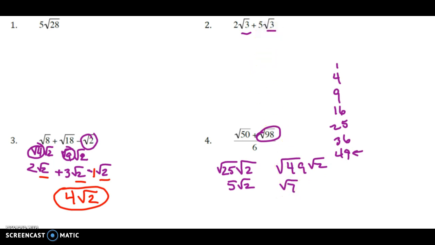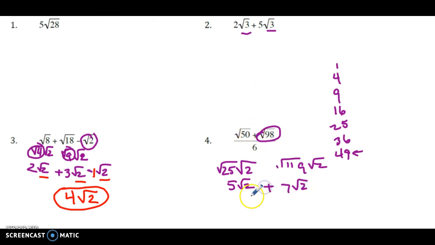Oops, hold on. Not the square root of 7. It should just be 7. Okay, so 7 radical 2. I wrote a square root again. One more time. 7 radical 2.